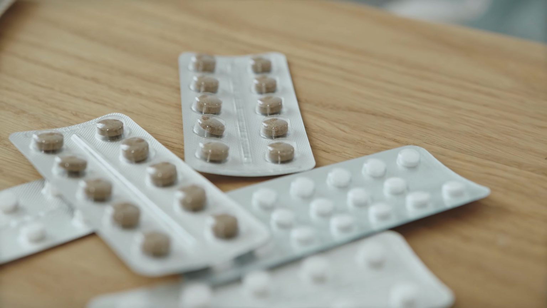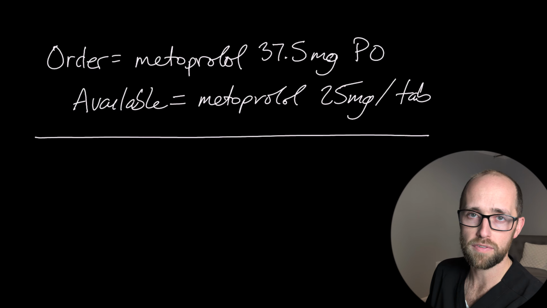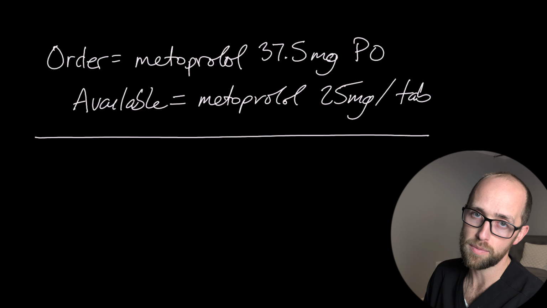So let's say you have an order for metoprolol, 37.5 milligrams by mouth, but the only thing available are 25 milligram tablets. How can you use dimensional analysis to figure this out? Let's do it. How many tablets do we give if we have an order for 37.5? So we use dimensional analysis.